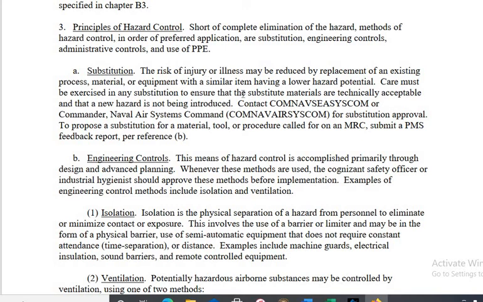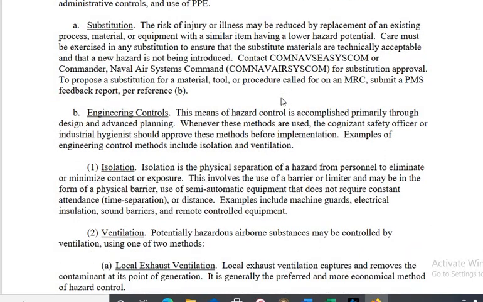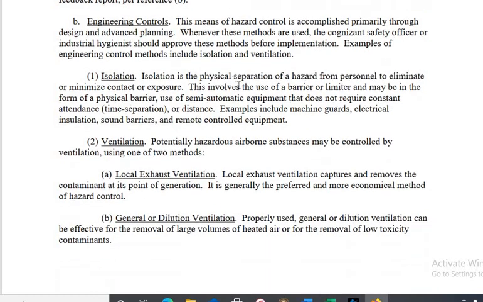So here's the principles of hazard control. Substitution. So when I think of substitution, I really think of the Lean Six Sigma stuff. Streamlining your processes. Look for processes that are jacked up and how can we fix it. So basically, how can we reduce the risk of injury or illness by replacing the existing process, material, or equipment with a similar one that's not as hazardous. So that one to me seems pretty obvious. So substitute the jacked up thing with something that's slightly less jacked up.